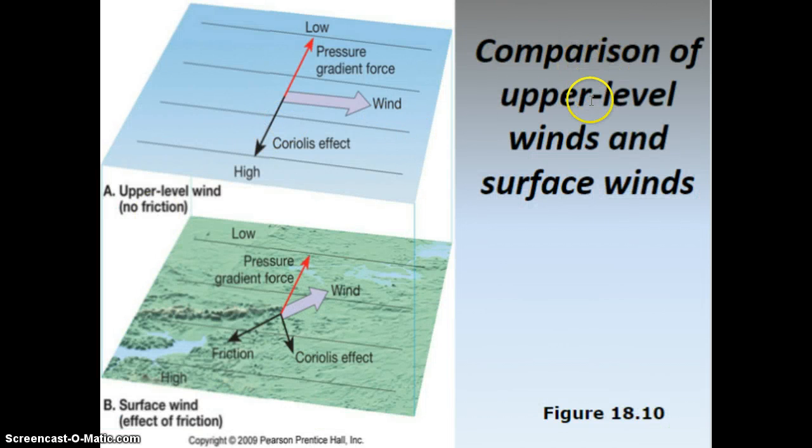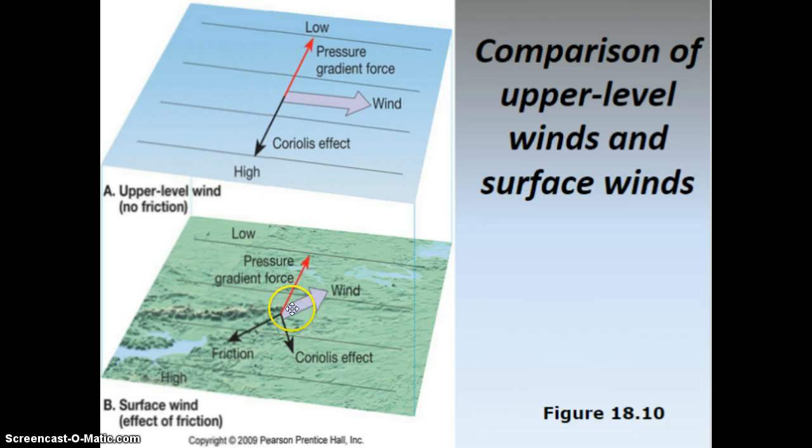So if I compare upper level winds to lower or surface winds, I've got upper level winds, my geostrophic winds, and there's no friction. It's not coming into contact with the ground. So check this out. Here's my high to low pressure. Here's my Coriolis effect that's deflecting it to the right. My net wind is going to be a resultant vector of my PGF and the Coriolis. However, on the surface, winds are going to have friction coming into play. Friction always acts in the opposite direction of the wind itself. So I still have my pressure gradient force in red, I have my Coriolis deflection to the right, and I have friction slowing it down.